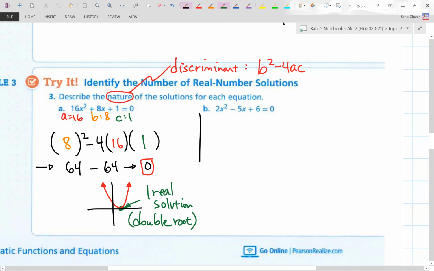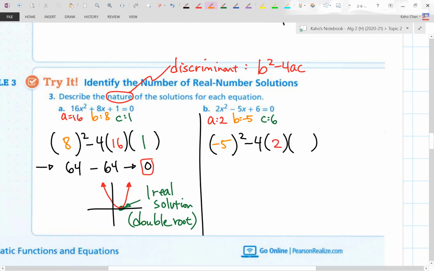Okay, let's do the next one. A is 2. B is negative 5. C, of course, is positive 6. Plug that in. Here we go. Now watch out for your order of operations here, please. It's easy to just mess up that negative 5. Negative 5 squared is positive 25. Minus 4 times 2 is 8. 8 times 6 is 48. Ooh. We get a negative 23.